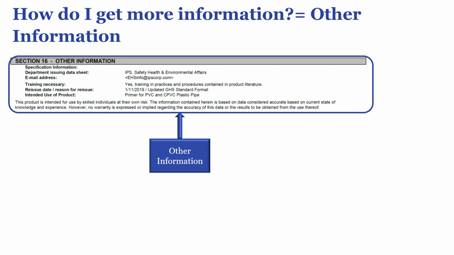Other information. In Section 16 at the end of the SDS, there is additional information such as department issuing the datasheet, email address, training requirements, reissue date, and the reason for reissue, and the intended purpose or use of the product. For the example of P70, under training necessary, they stipulate yes, training in practices and procedures contained in product literature.